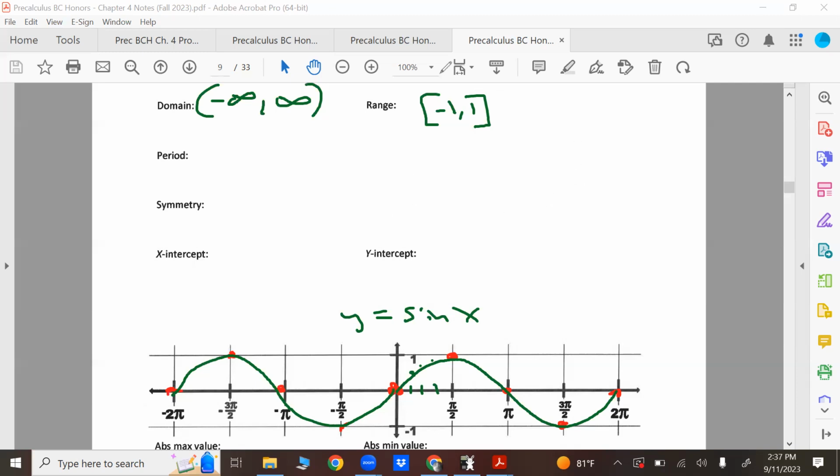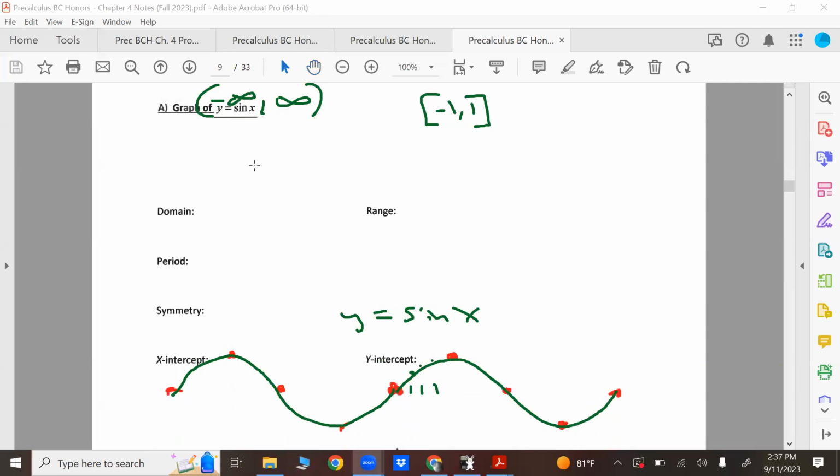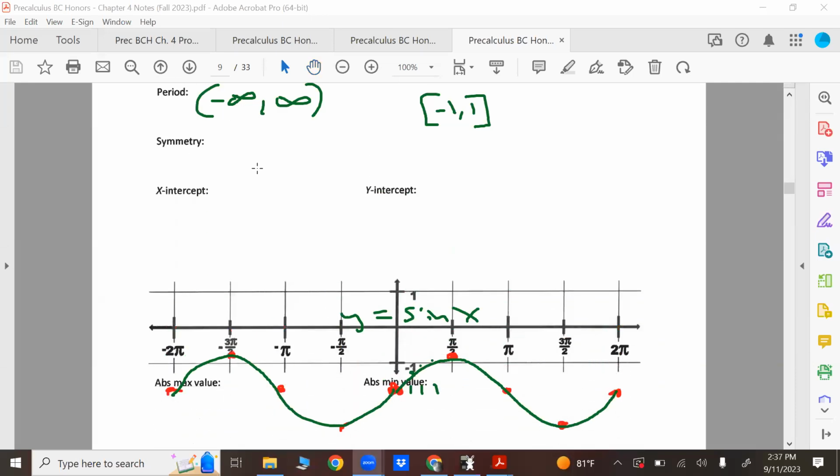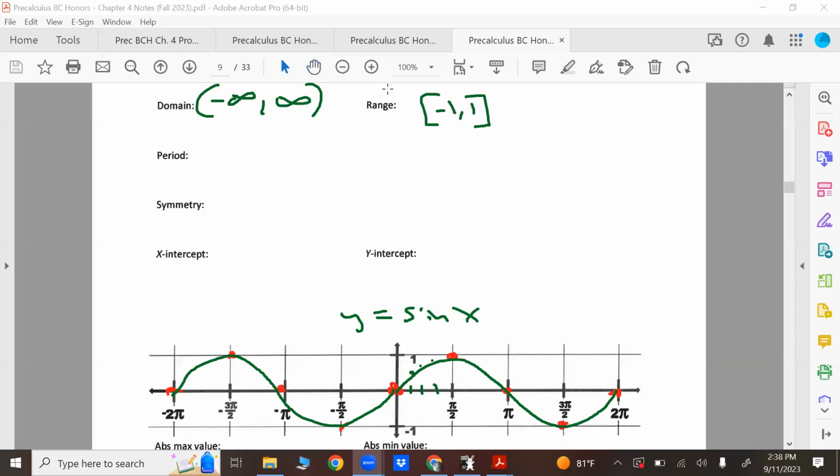The amplitude is 1. Was there a spot for amplitude? No? That's weird. Let's write the amplitude in. I don't know why the amplitude is not stated here. Amplitude is 1. Amplitude is never negative, by the way. Even if you reflect, you still report the amplitude as a positive number. It's always the absolute value of A, because A is the number out in front.